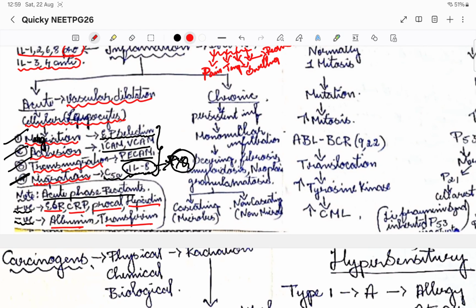This is acute inflammation. Vasodilation is happening, then the cellular event of 4 steps took place, and these are the acute phase reactants that we can see in acute inflammation.